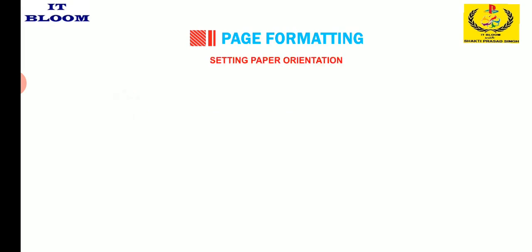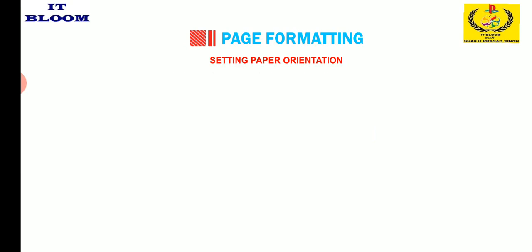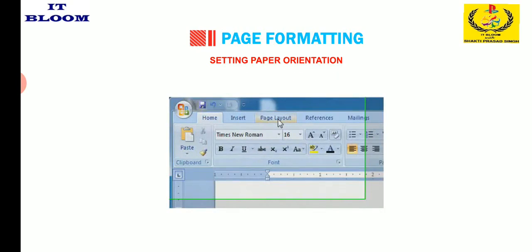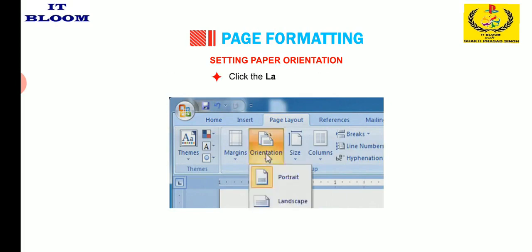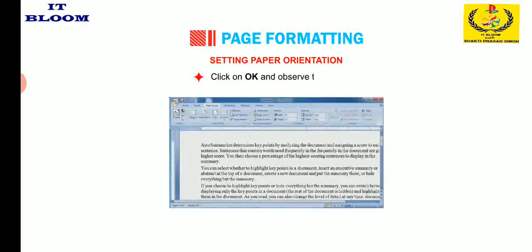Alright, students, now we will talk about setting paper orientation. The default setting of a paper is Portrait, which displays the page in a vertical order. To change the paper orientation, follow the given steps. Select the Page Layout tab. Click on the Orientation button in the Page Setup group. Click the Landscape option. Click on OK and observe the change.